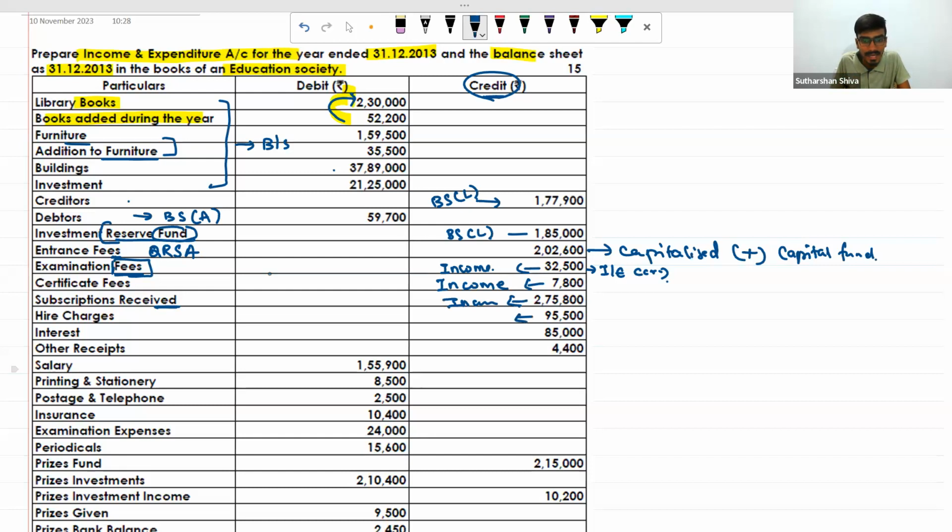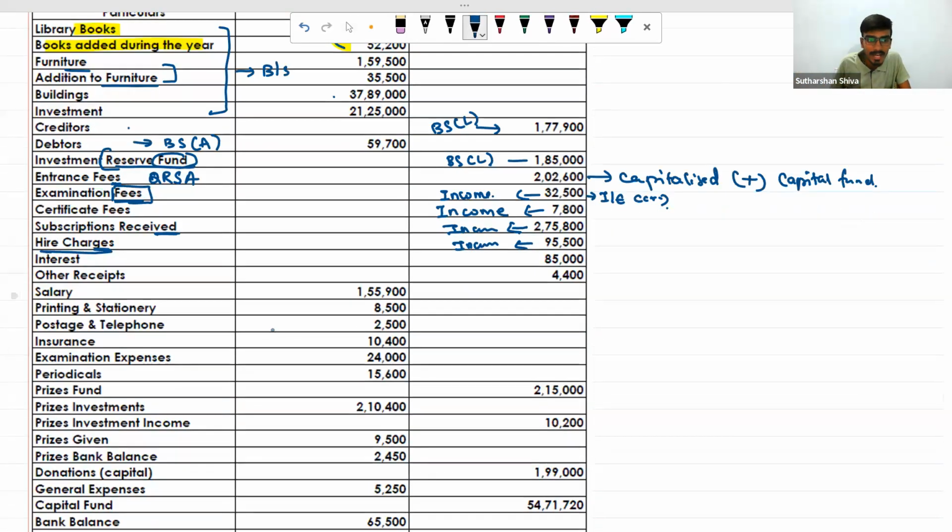Hiring charges are day-to-day charges, and they have given it on the credit. They have given something, and from that they are getting some money, so it will be treated as income. Don't simply close your eyes and put it on the expenses side, even though hiring charges are usually on the debit. Here they have given it on the credit. If it is a credit, it will be treated as income. If it is treated as income, you should show it on the credit side of the income and expenditure account.